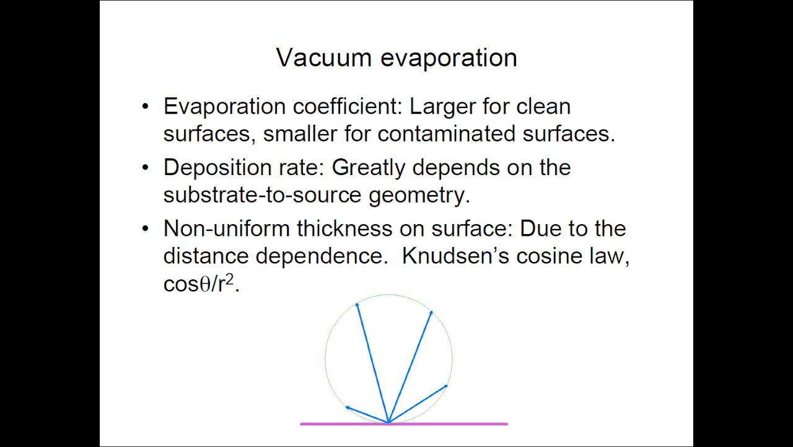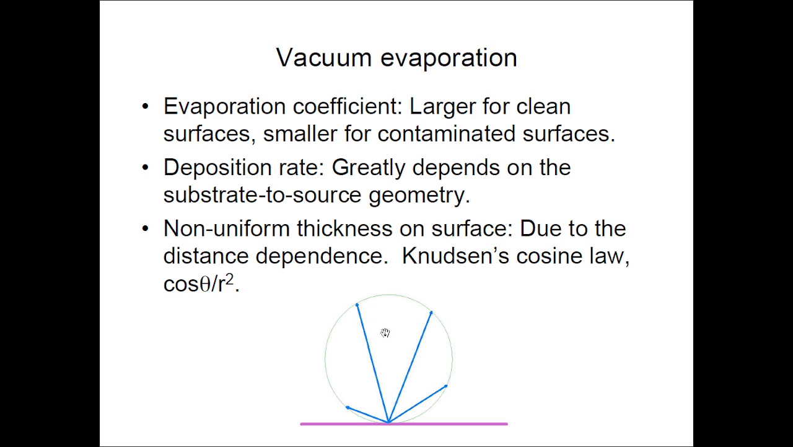Okay, and the uniformity of the thickness mainly depends on two parameters. One is the distance, and the other is the rotation of the substrate holder. If the rotation can be ensured, then you can properly get a uniform film throughout the surface. This is actually based on the Knudsen cosine law.